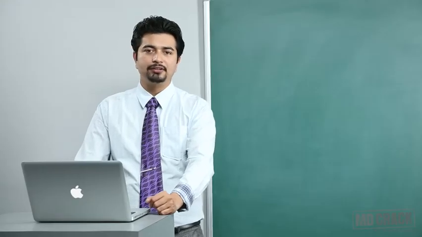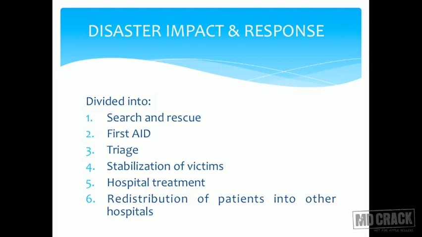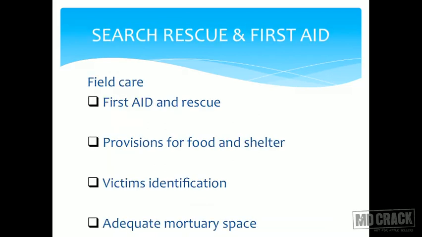Coming to disaster impact and response, it is divided into search and rescue, first aid, triage, stabilization of victims, hospital treatment, and redistribution of patients to other hospitals. So these are the steps which are to be done under the disaster impact and response category. First step is search, rescue and first aid. You will have to, obviously, give first aid at the time of impact, at the place of impact. So first aid and rescue is very important.